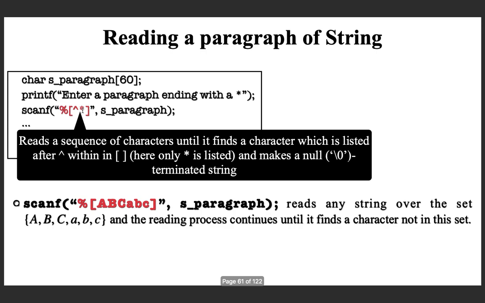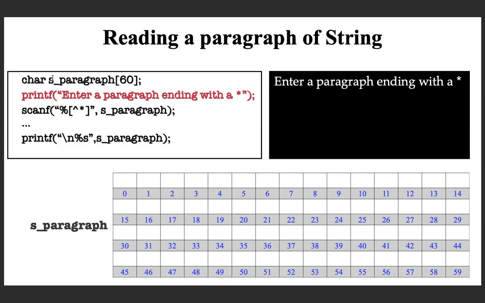You can practice, type it in and execute to see what is happening. So if I execute this, the message is getting displayed. The user is getting a message: enter a paragraph ending with a star. So a star will stop reading. Assume that you're coming to this line and executing it. It will wait for a sequence of characters ending with a star.